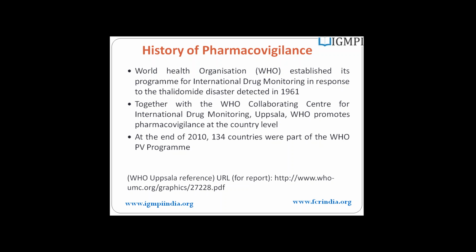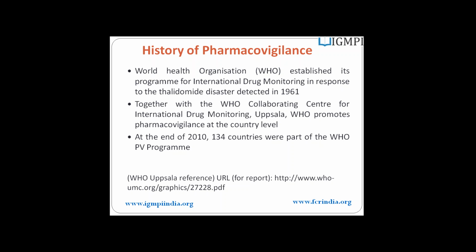Together with the WHO Collaborating Centre for International Drug Monitoring in Uppsala, which is located in Sweden, WHO promotes pharmacovigilance at the country level as well. So WHO is the central head, and it operates through its pharmacovigilance centers based out in various countries. In India, we also have a pharmacovigilance center. We have the DCGI, we have the PvPI and so on.